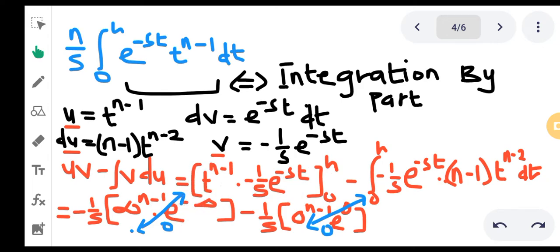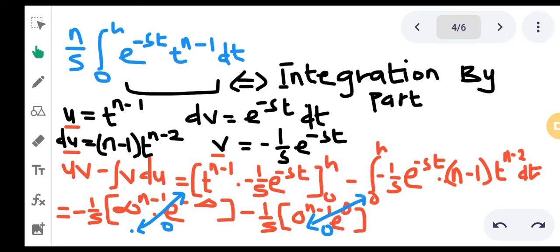Okay, so e exponent minus infinity is 1 over infinity, and 1 over infinity is 0. So 0 is going to multiply the whole of this, so it makes the whole of this go to 0. Okay, then we also plug in, you know that it is the upper limit minus the lower limit.